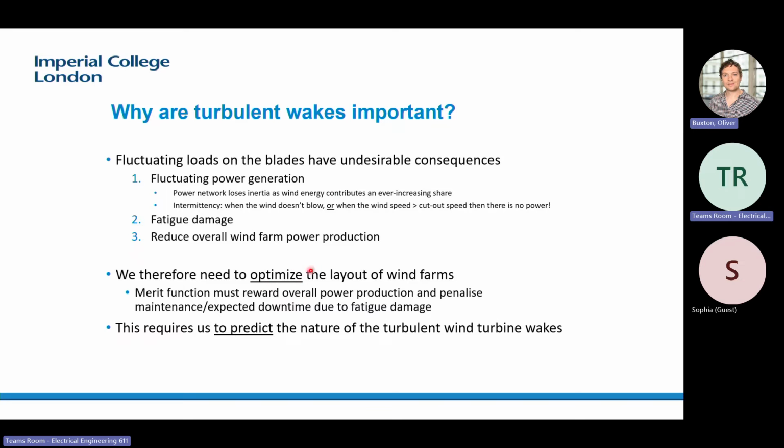So in order to optimize the layout of a wind farm, naively from a purely aerodynamic perspective, I would argue that we need to come up with some sort of merit function. This merit function rewards the overall power that we produce from the farm, but by the same token, it also penalises expected maintenance or replacement of components that have been damaged through fatigue cycles. So the merit function requires both a consideration of power produced and also the negative consequences from fluctuating loads such as fatigue. And this therefore requires us to predict the nature of the turbulent wakes that are produced by wind turbines.